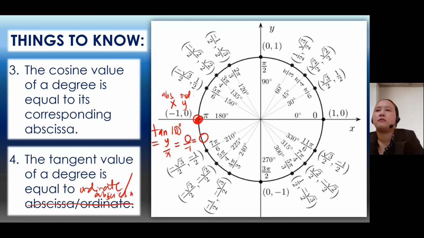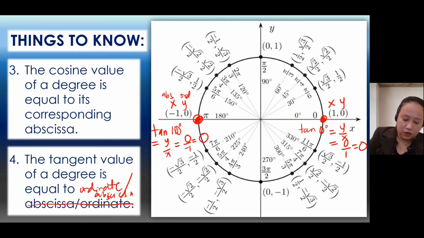In this portion, we have 1, 0. So tangent of 0 degrees. 1 is x, 0 is y. So for tangent, we have y over x, or ordinate over the abscissa. Y is 0, x is 1. So again, we have 0. Try to check it. So tangent of 0 is 0.